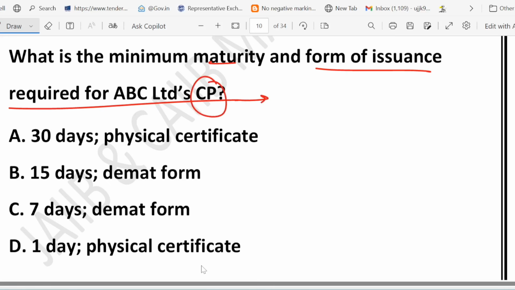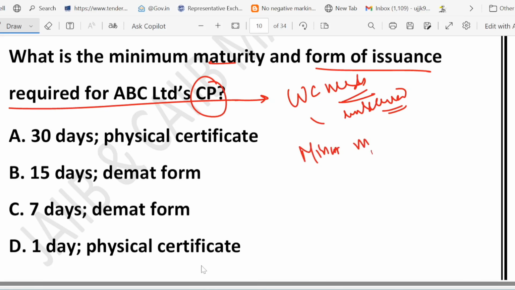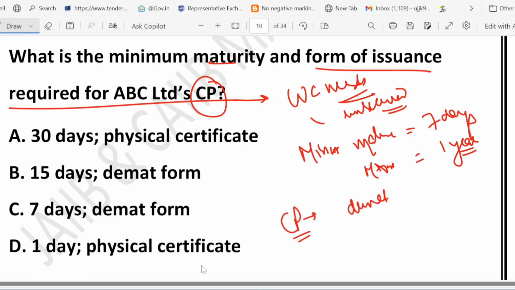So I told you CP is commercial paper. It is a kind of short-term borrowing tool used by companies to raise money quickly. It is usually used for working capital needs. And it is unsecured, meaning no collateral, and it is issued at a discount for a fixed maturity. As per RBI guideline, the minimum maturity for CP is 7 days and the maximum maturity is 1 year. And one more thing is that CP is issued in demat form. Demat means electronic form, especially since banks can only invest in demat CP.